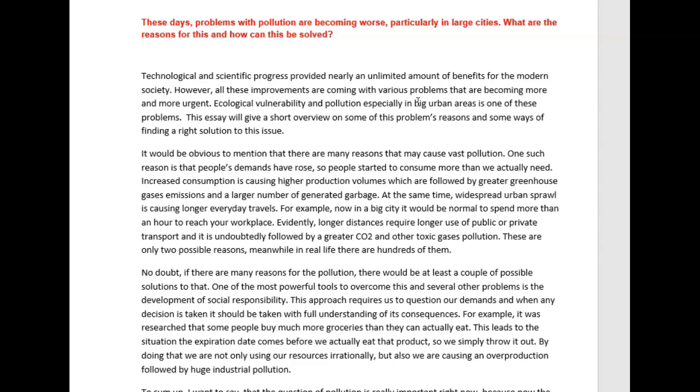It would be obvious to mention that there are many reasons that may cause vast pollution. All right, careful here. Again, I feel like you've got some words which aren't really serving a purpose other than to just be there. So let's clean this up, make it more concise and higher level. So you could say something like clearly or certainly, and that's fine. So certainly there are many reasons that cause. That sounds a little strange to me. You could say factors that may cause vast pollution.